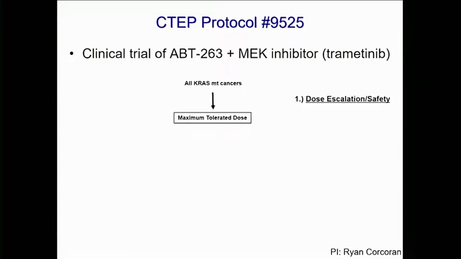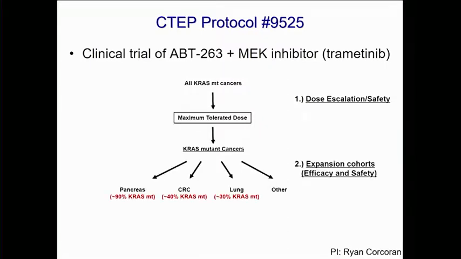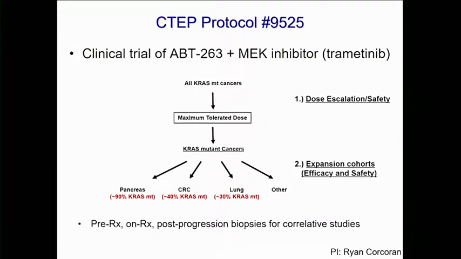We're currently getting toward the end of the dose escalation cohort, but after we reach our maximal tolerated and recommended phase 2 dose, we're going to open expansion cohorts in several tumor types where KRAS is frequent: pancreas, colon, lung, as well as a basket for all other KRAS mutant cancers. And we've just amended this to include NRAS mutant cancers as well. We've enrolled about 20 patients to this trial and are excited to get to our dose and see what happens.